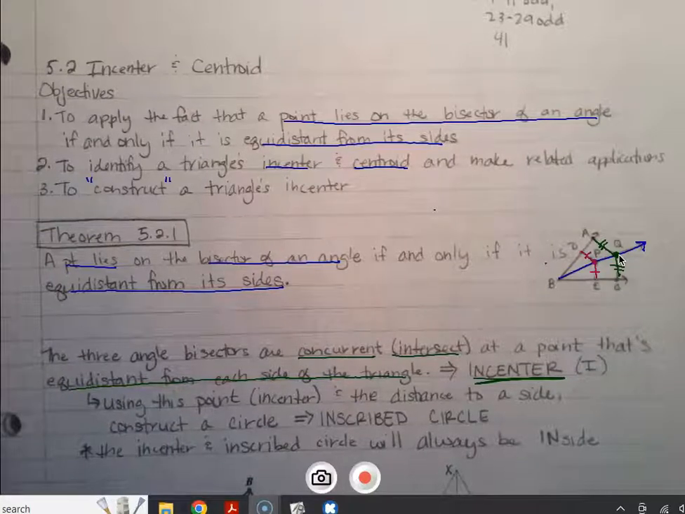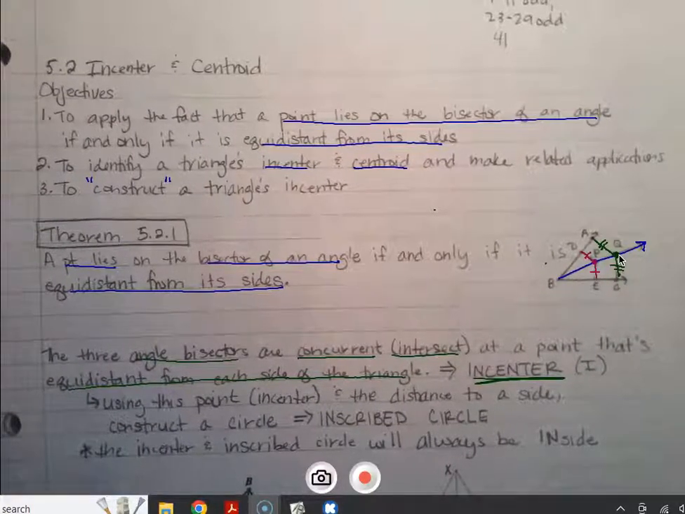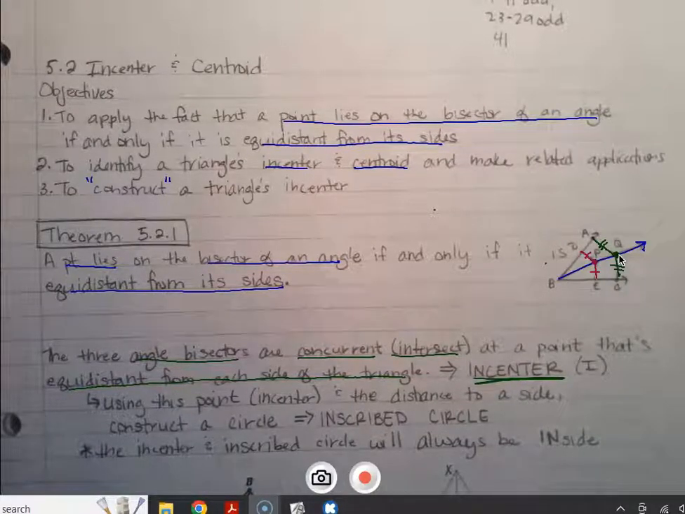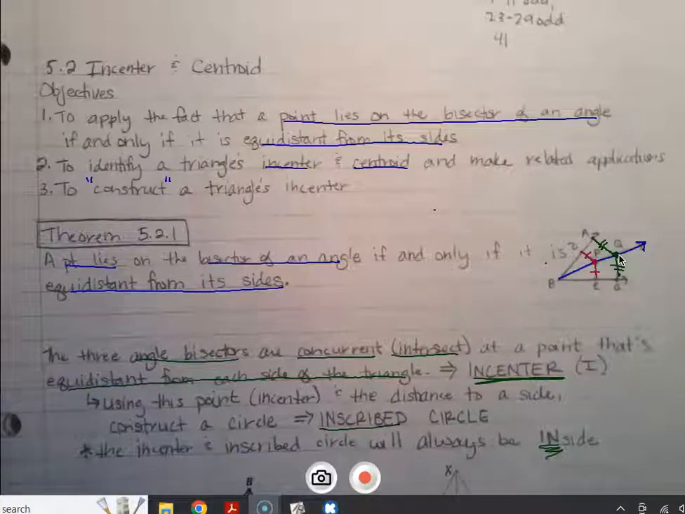But again, the incenter is from your angle bisectors. So using this point, the incenter, and the distance to a side, you can construct a circle, and this is called the inscribed circle. So it's the incenter and the inscribed circle. The reason they're called this is because they will always be inside the triangle. The orthocenter and the circumcenter yesterday are not guaranteed to be inside the triangle. The only one that's guaranteed to be inside is the incenter.